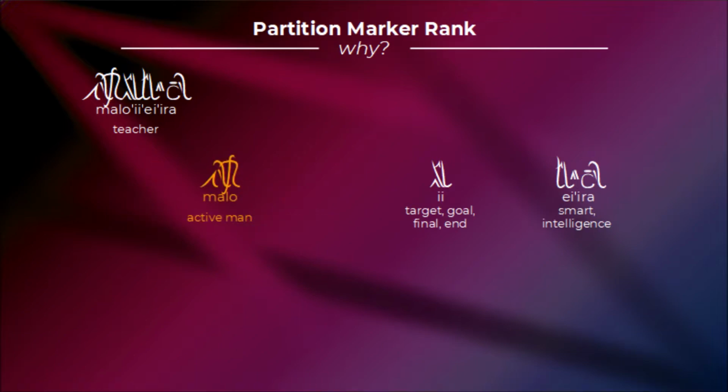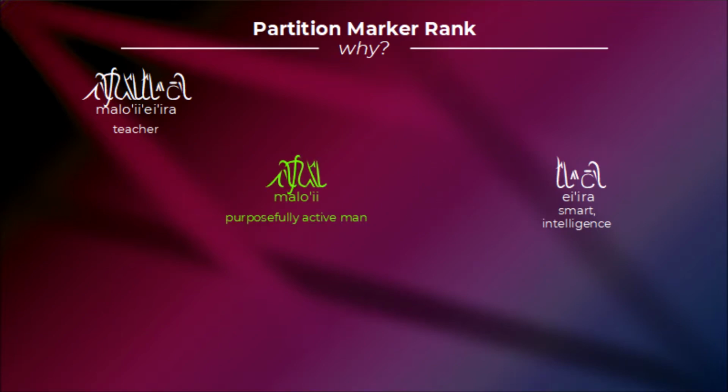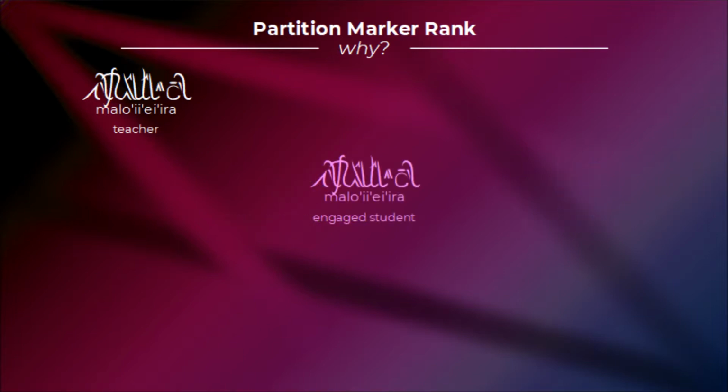This man has a goal, he has a purpose. His activities have a purpose. It's a purposefully active man. And his purpose is intelligence. He is active with the purpose of reaching intelligence. He's an engaged or industrious student. So, ma lo ji e ira, engaged student, right?